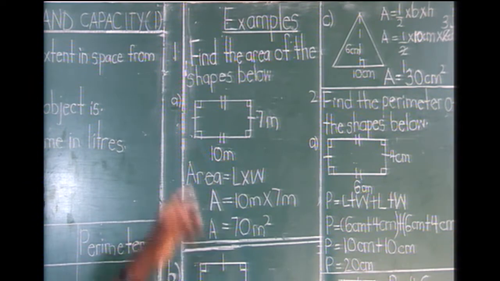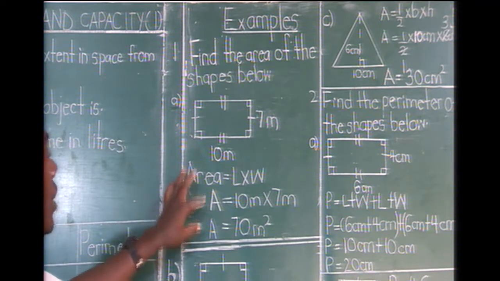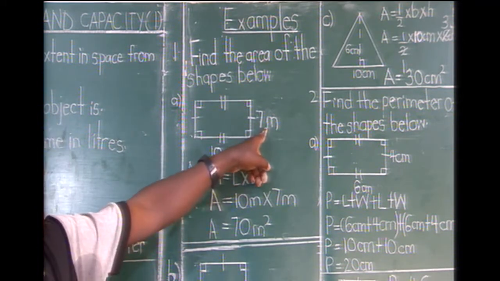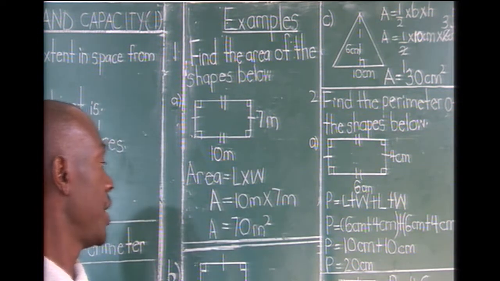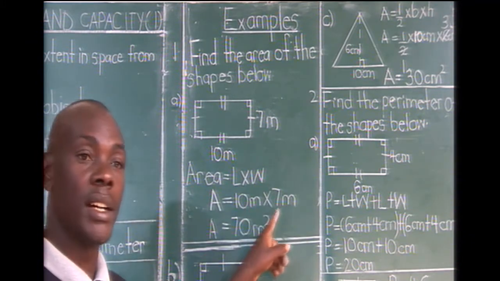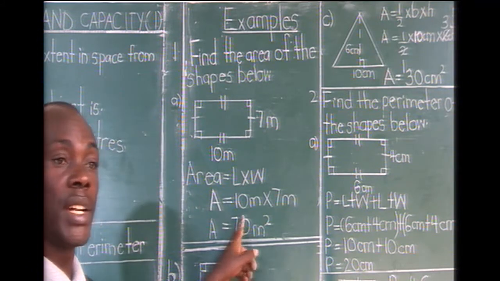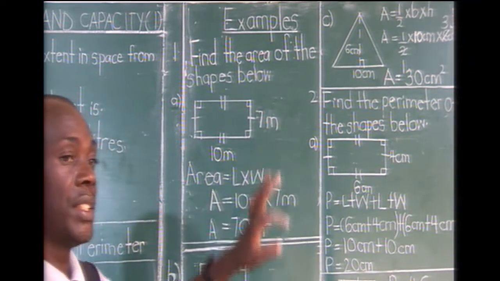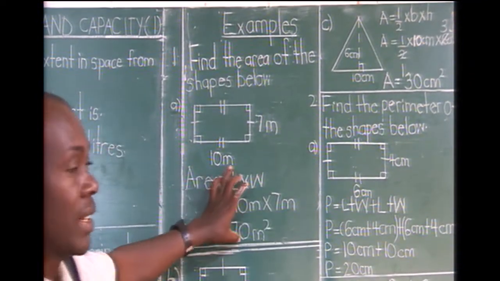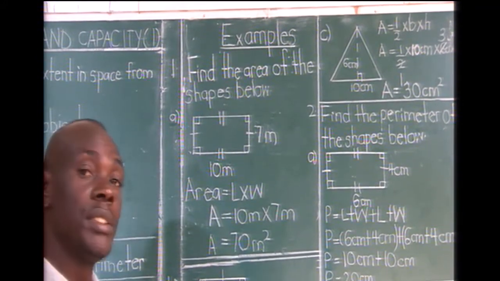And now, the question asks for the area. As we said, area of any rectangle equals length times width. Now, area equals 10 meters times 7 meters, where 10 times 7 gets 70. And meter times meter is meter to power 2, or meter squared, or meter index 2. So area equals 70 meters squared. Whatever I've written here must be written. So when you say 70 meters alone, you will be wrong.